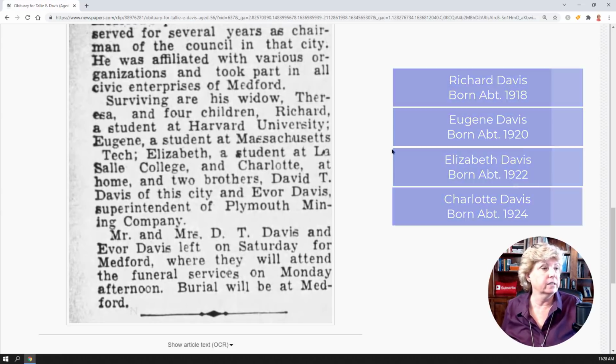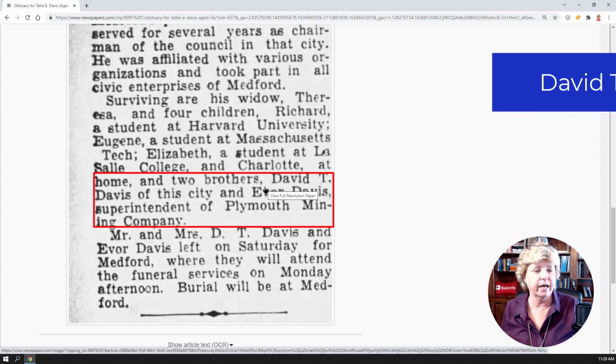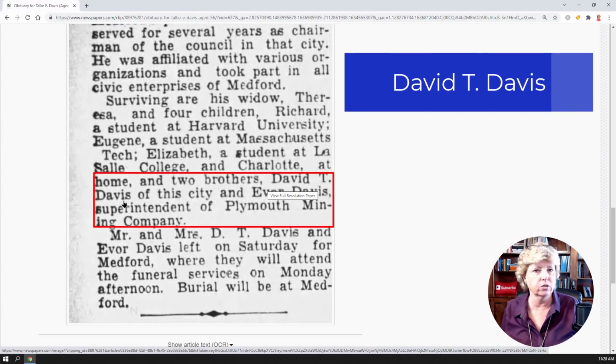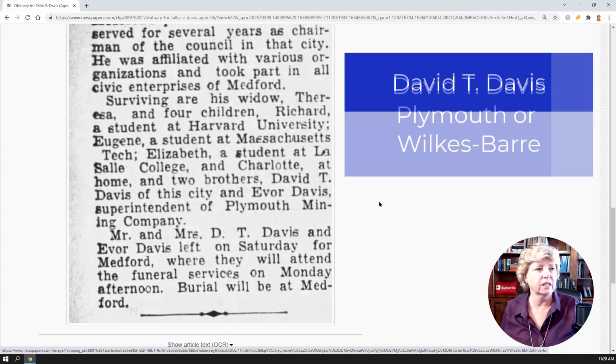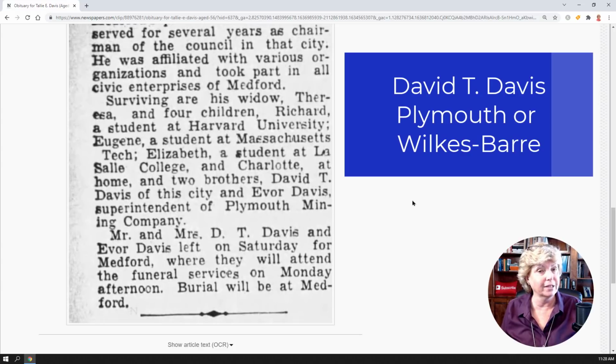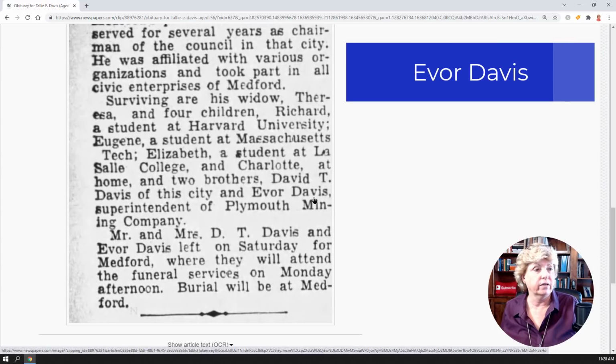So this goes on to say, and 2 brothers. Now, David T. Davis was mentioned earlier in the very first paragraph, and it now says David T. Davis of this city. So this city is either Plymouth or Wilkes-Barre. Now we have Ever Davis, who is the other brother. Now, I'm going to infer from this, because David T. Davis was listed first, that he is the older of the 2, Ever Davis and David Davis. I'm going to guess that Ever Davis is younger.